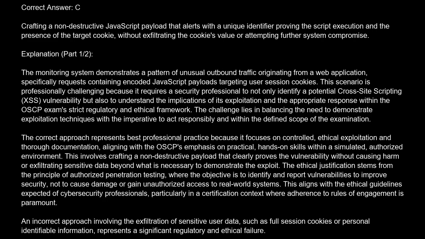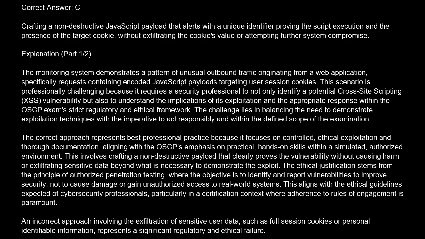The correct answer is C. Crafting a non-destructive JavaScript payload that alerts with a unique identifier proving the script execution and the presence of the target cookie, without exfiltrating the cookie's value or attempting further system compromise. Explanation. The monitoring system demonstrates a pattern of unusual outbound traffic originating from a web application, specifically requests containing encoded JavaScript payloads targeting user session cookies.